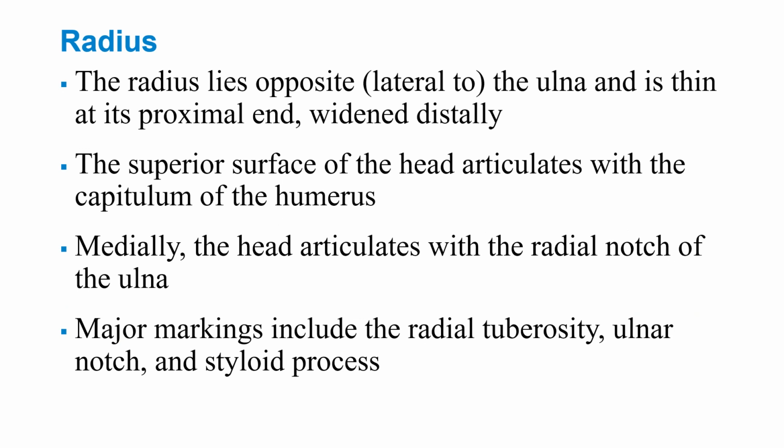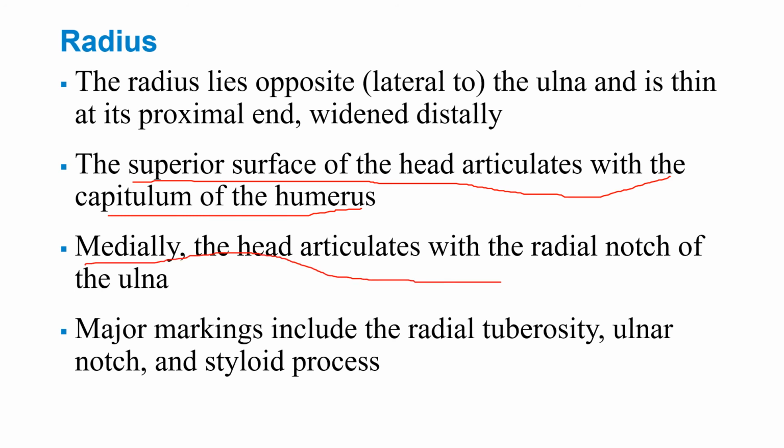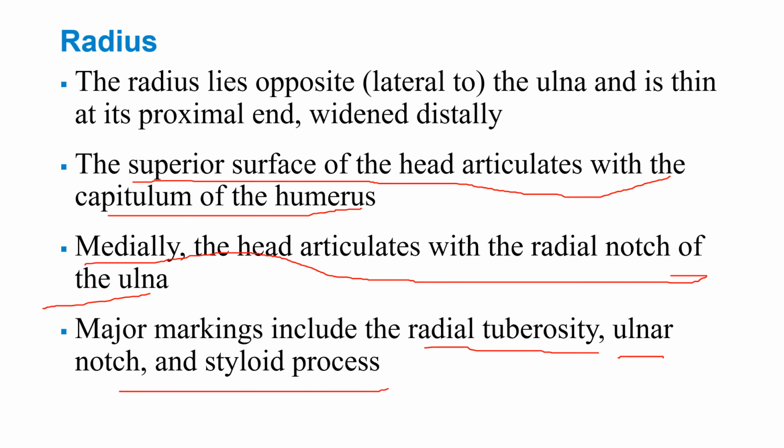The radius lies opposite or lateral to the ulna and is thin at its proximal end and widened distally. The superior surface of the head articulates with the capitulum of the humerus. This becomes very clear in the lab. Medially, the head articulates with the radial notch of the ulna. The major markings include the radial tuberosity, which is an attachment for the biceps muscle, the ulnar notch, and the styloid process.